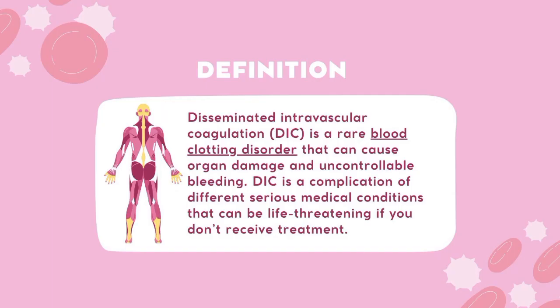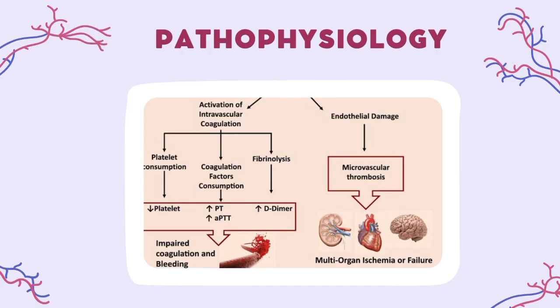So, disseminated intravascular coagulation, or what we call DIC, is a rare blood clotting disorder that can cause organ damage and uncontrollable bleeding. DIC is a complication of different serious medical conditions that can be life-threatening if you don't receive treatment. You may develop DIC if you have an infection or injury that affects the body's normal blood clotting process.